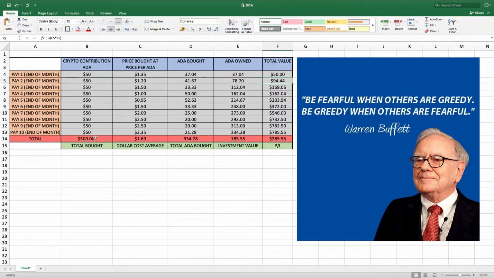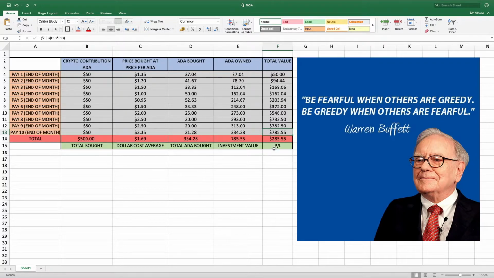So as you guys can see, I had a total of $500 worth of ADA tokens, and I was able to buy around 334 ADA tokens, and therefore I'll be able to own 785 ADA tokens in total. Therefore my total value of ADA will be around $285. So as you guys can see, by the end of 10 months, I'll be able to have a value of around $785 roughly.